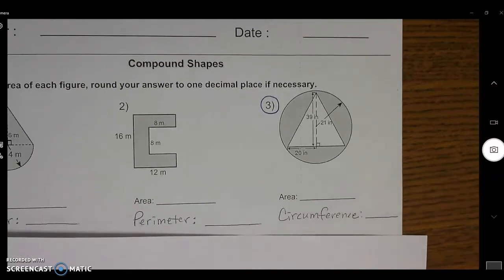Hello, today we're going to start some ACT review topics, and the first one is area, perimeter, surface area, and volume. And I will be doing 4 problems off of this review sheet.